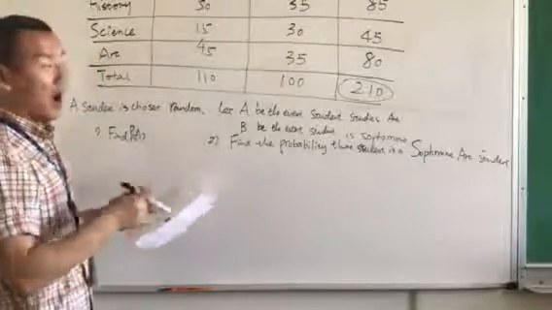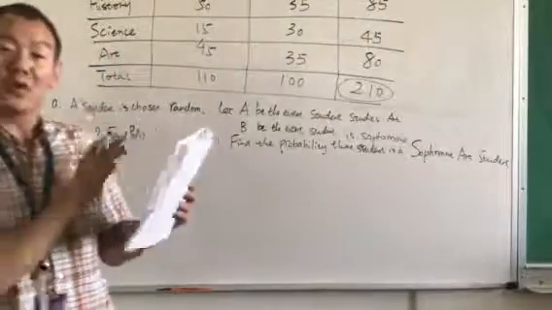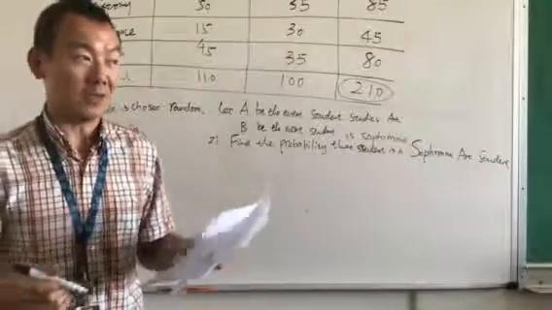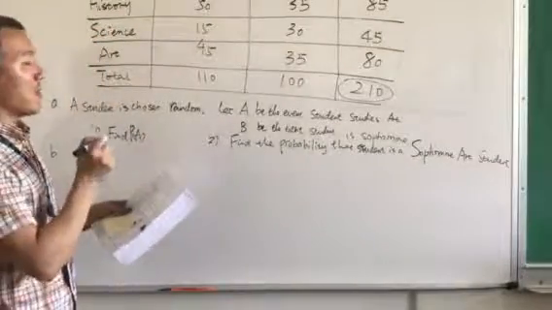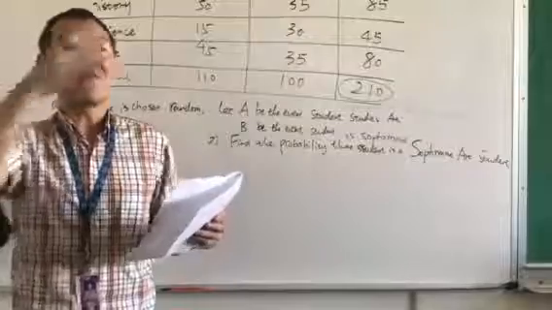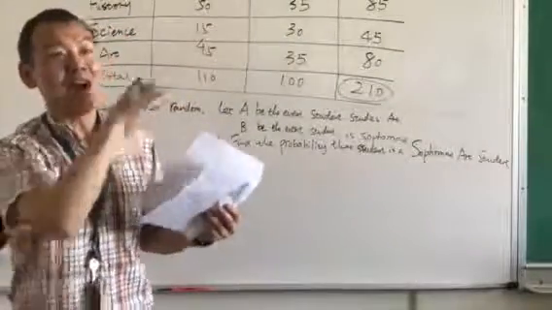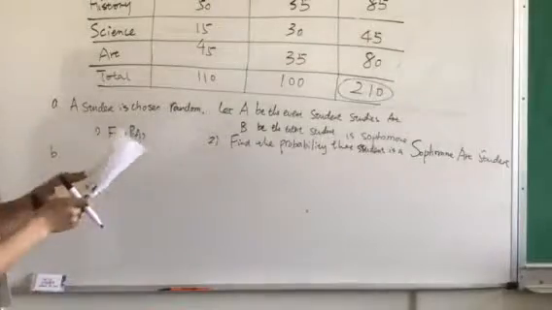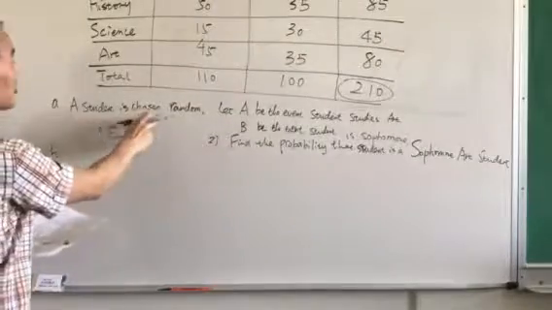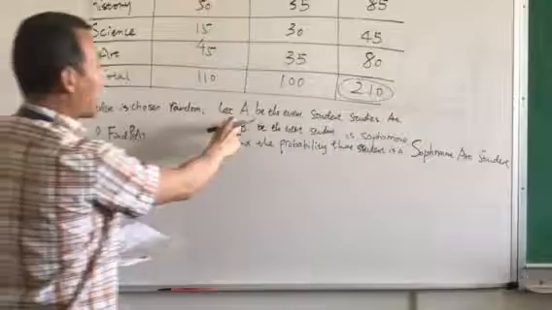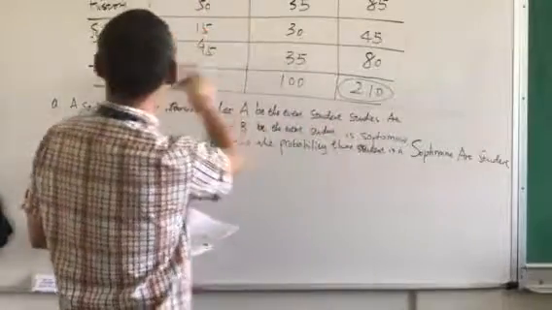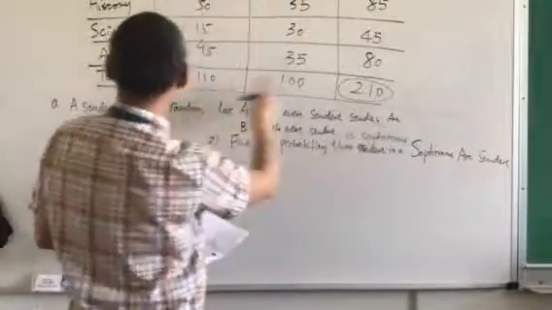So now let's solve the question. This question is all about conditional probability. That means given a condition, find the probability of both events over the condition. So let's see the first part. A student is chosen at random. Let A be the event the student studies art. So let's see where the art is.